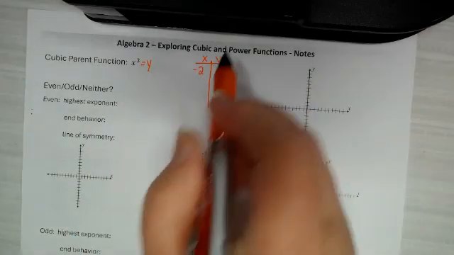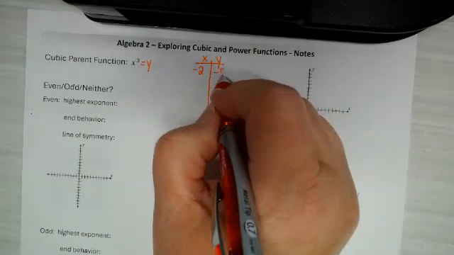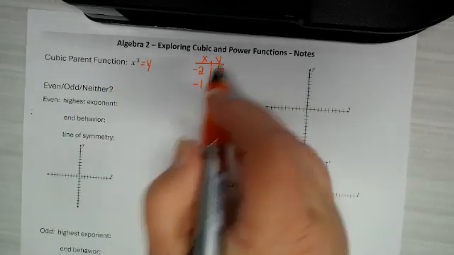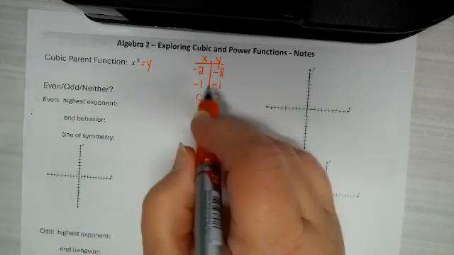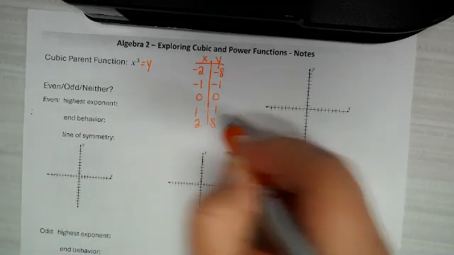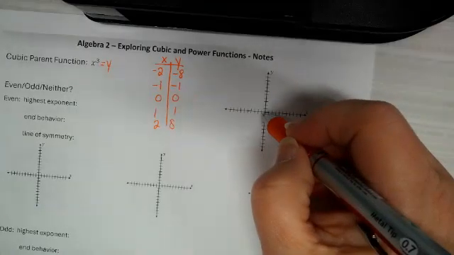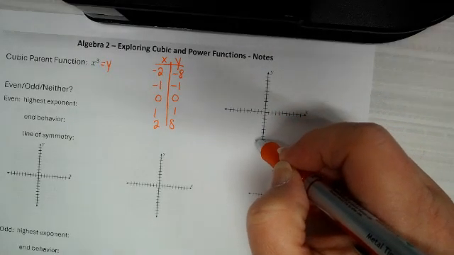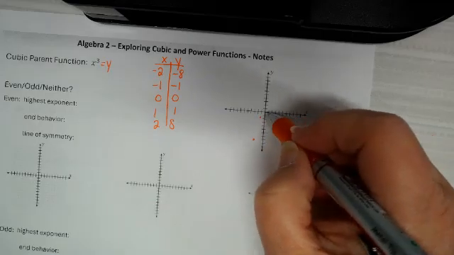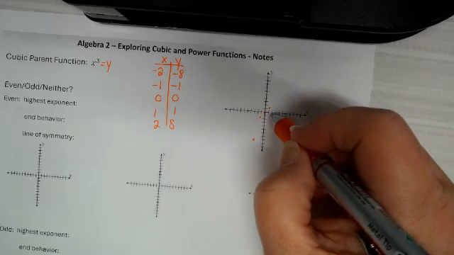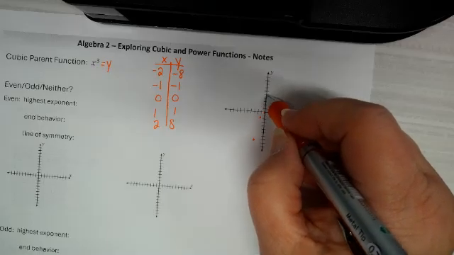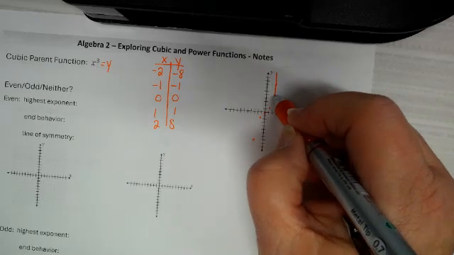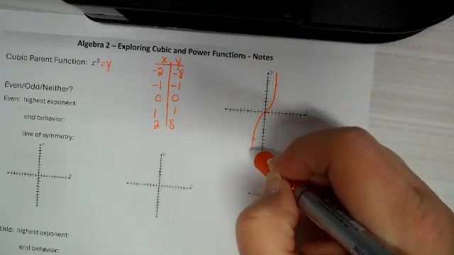start with -2. Well, -2 to the third power is -8. -1 to the third power is -1. 0 to the third power is 0. 1 is 1, and 2 is 8. So if I graph those points, (-2, -8), (-1, -1), (0, 0), (1, 1), and (2, 8), when I graph this, it does just a little squiggle there in the middle.